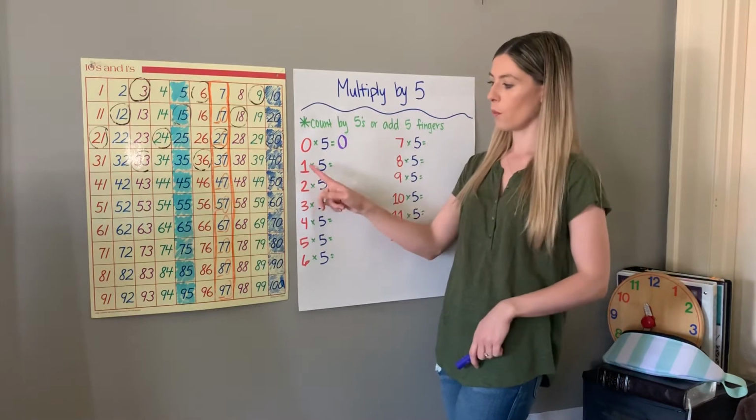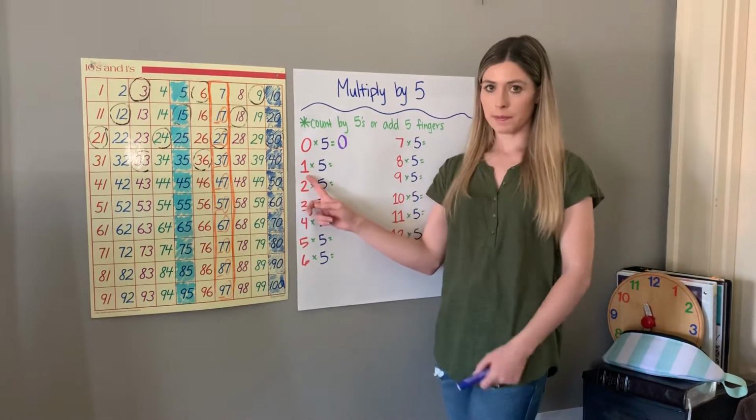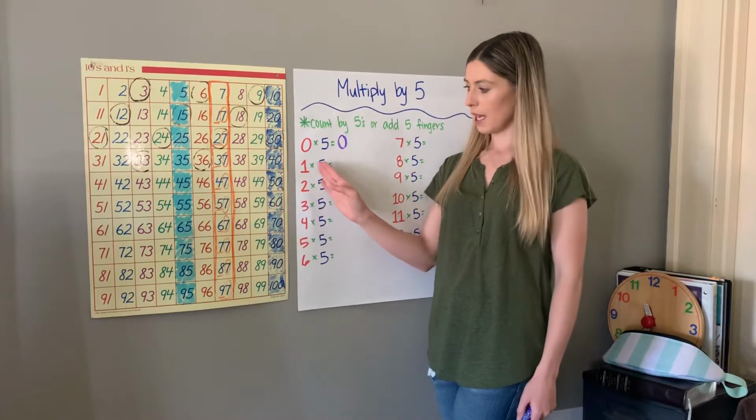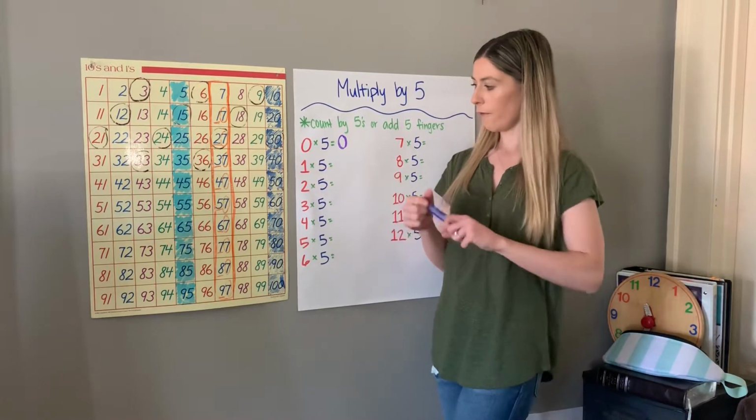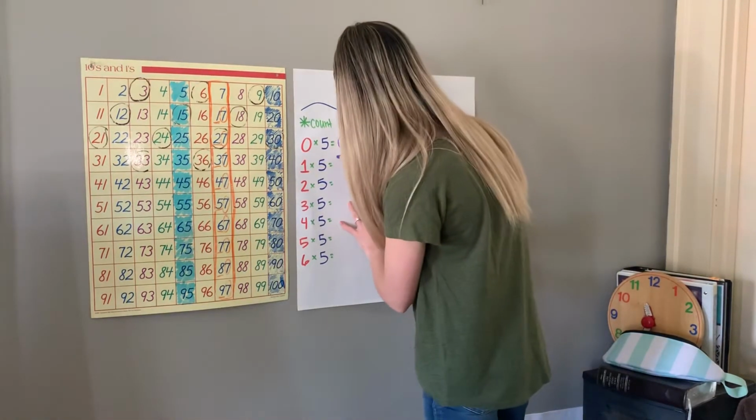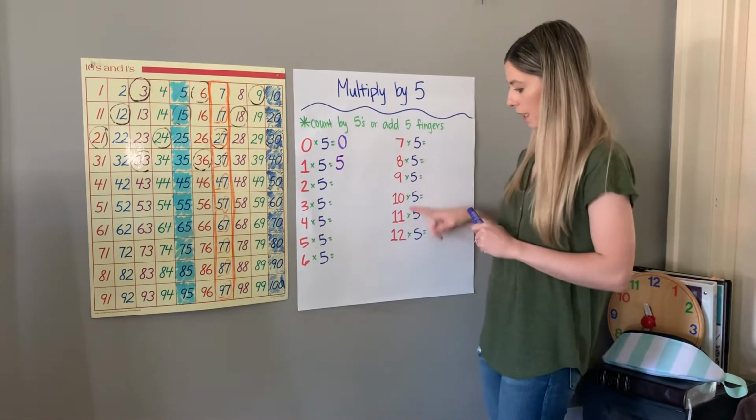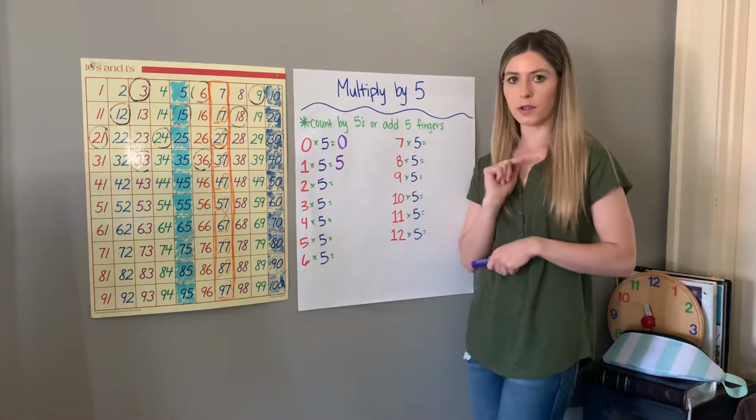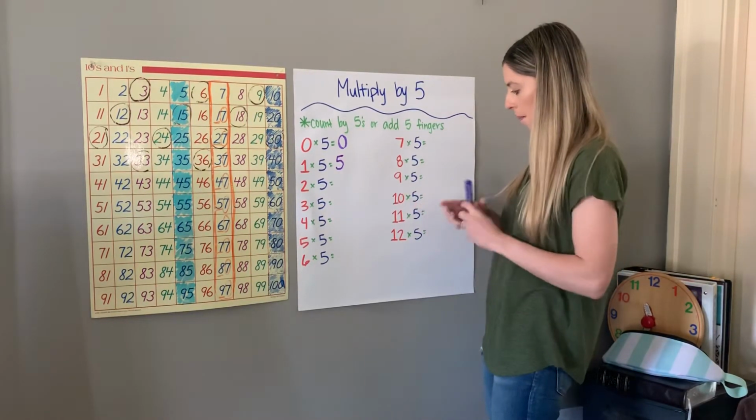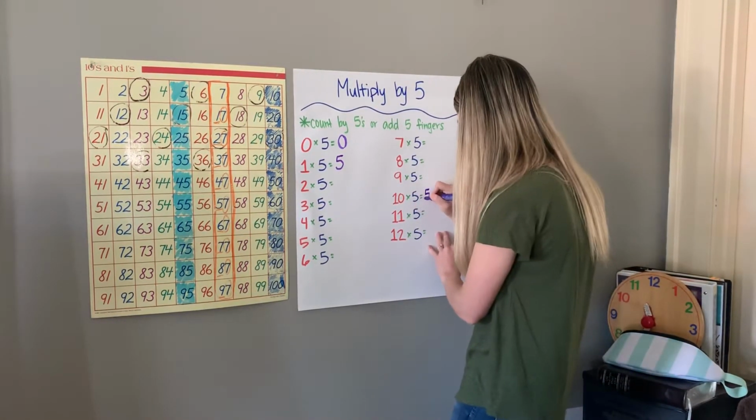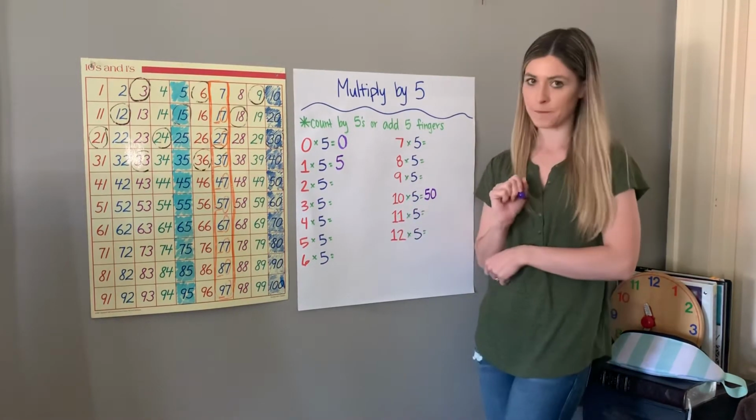So we also learned multiplying by 1. If you remember, the rule for multiplying by 1 is anything times 1 is that number. So 1 times 5 is 5. Okay? And then all the way over here, we have 10 times 5. We also learned those ones. Anything times 10, you take that number, 5, and you add a 0 on the end. So 10 times 5 is 50.